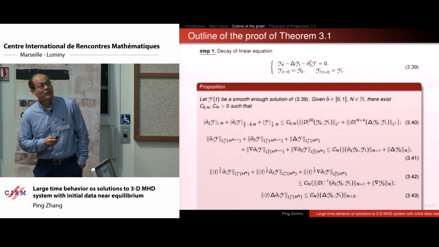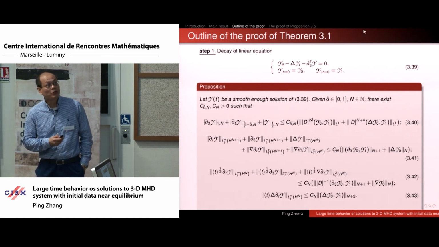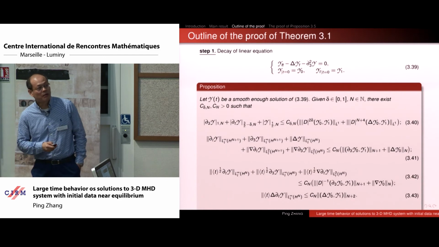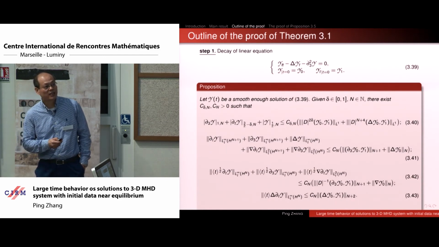So in order to do this, the first step is to study the decay rate of the linearized system. For this linearized system, we can indeed prove that the direction along x3, like W_n infinite norm, decays according to the rate t to the -1. And ∂_t y decays to 0 according to the rate 3/2 minus delta. And y itself decays to 0 according to the rate t to the -1/2. And we can also prove this energy estimate for this linearized system.